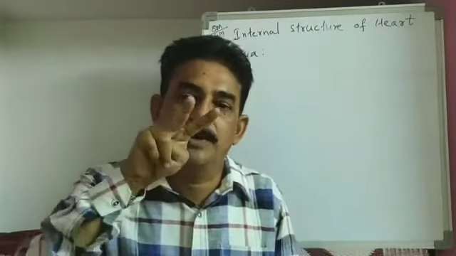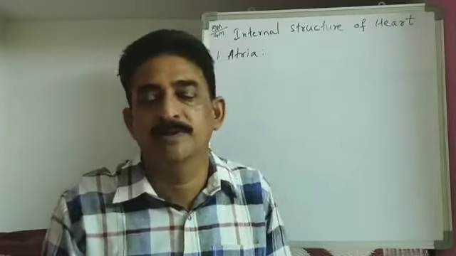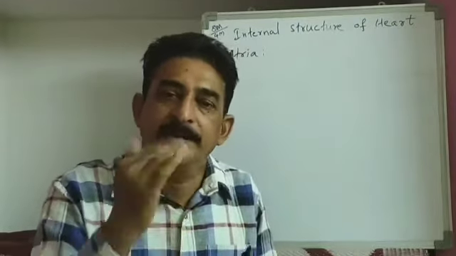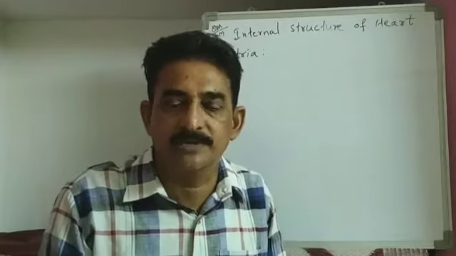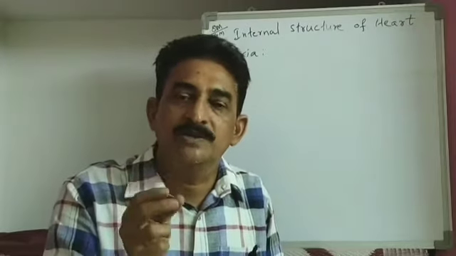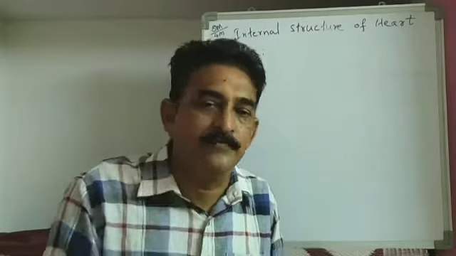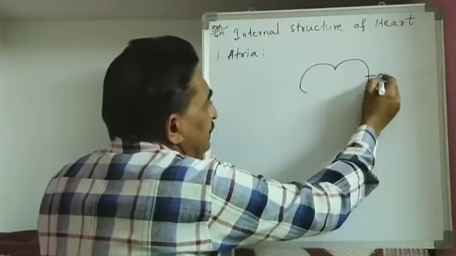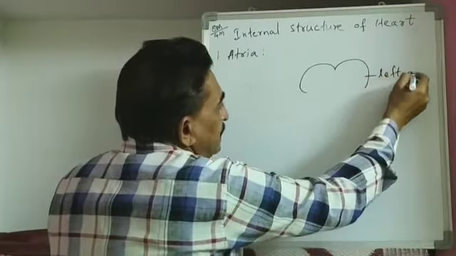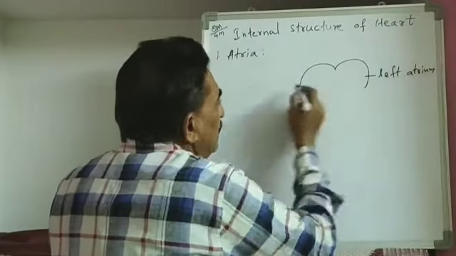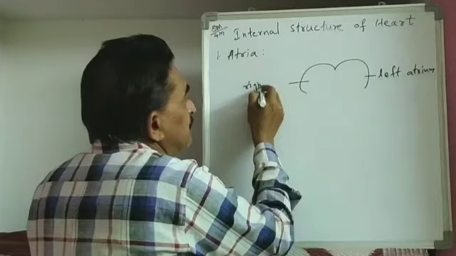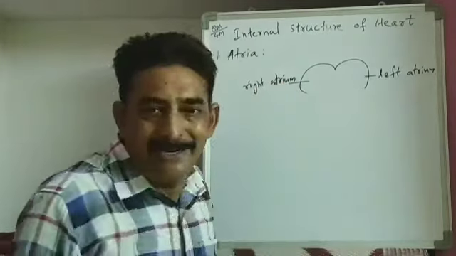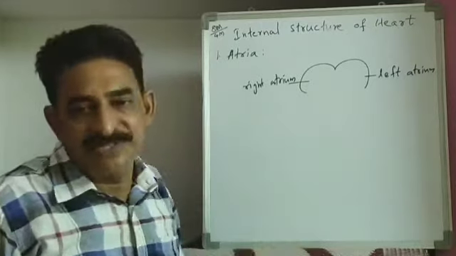4 chambers: upper 2 chambers, lower 2 chambers. The upper 2 chambers are small chambers when compared to the lower 2 chambers. The upper 2 chambers are called atria, respectively right atrium and left atrium. This is left atrium. This is right atrium. Atria is plural, atrium singular.